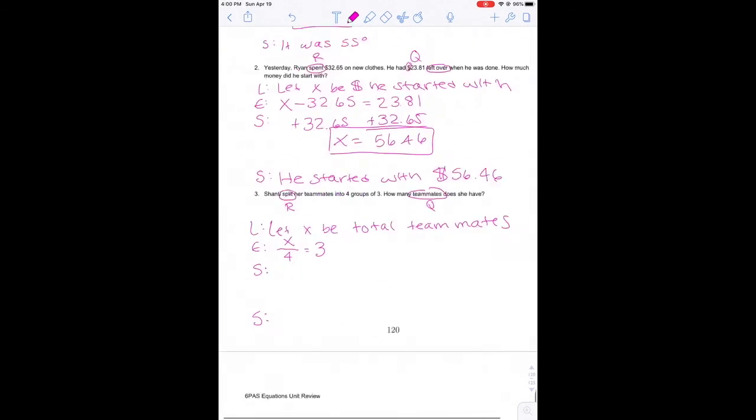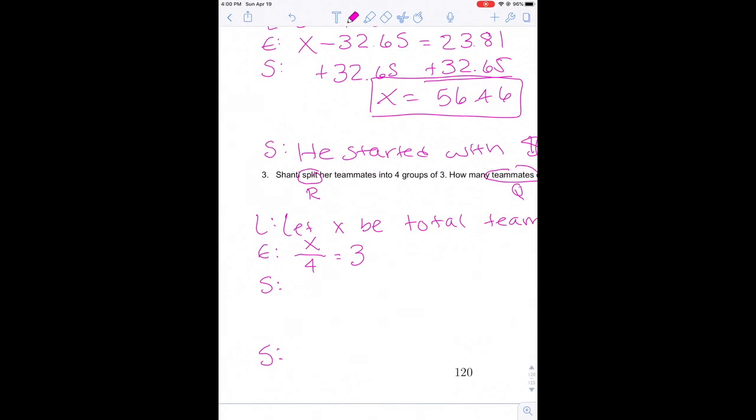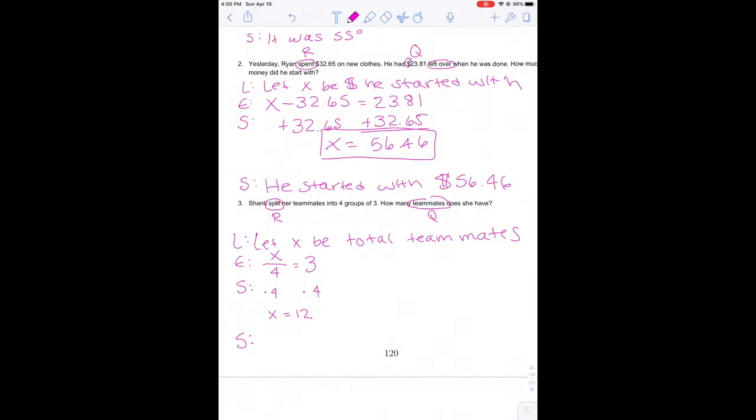And to solve a division equation, you have to multiply. So I have to multiply both sides by 4. I get x equals 12. And let's just think about if that makes sense. If she splits 12 people into 4 groups, yep, there will be 3 in each group. So I think we did it correctly. So then I'm going to say she has 12 teammates.